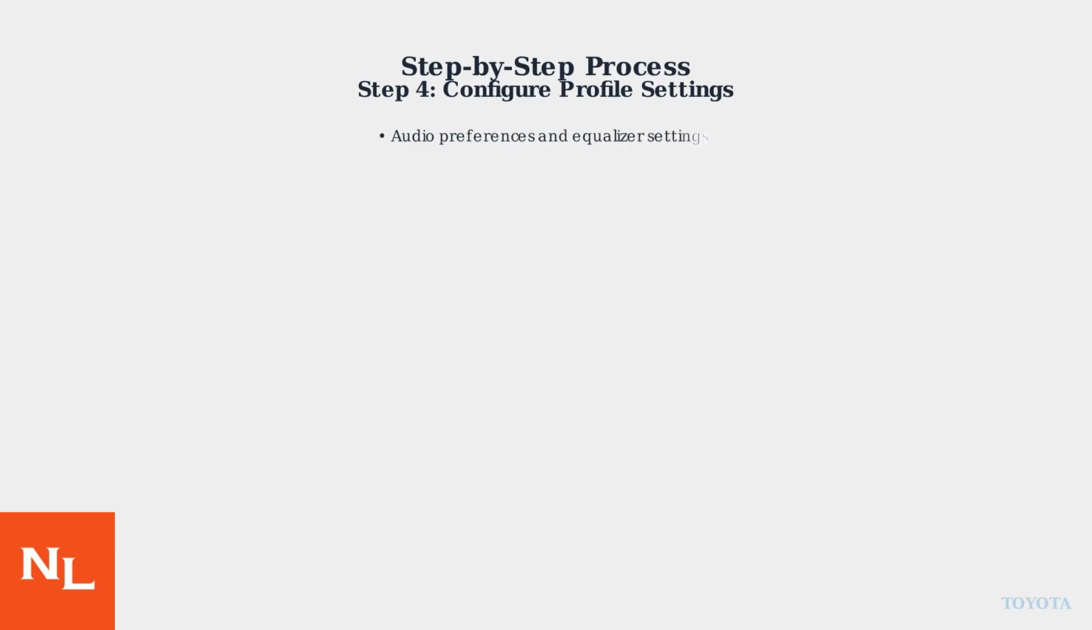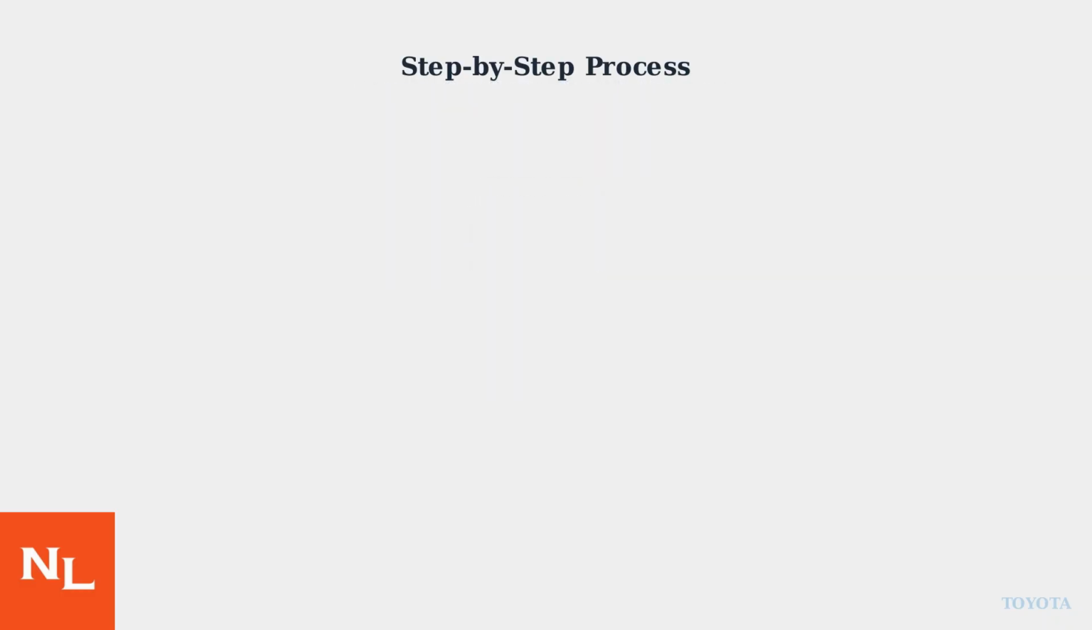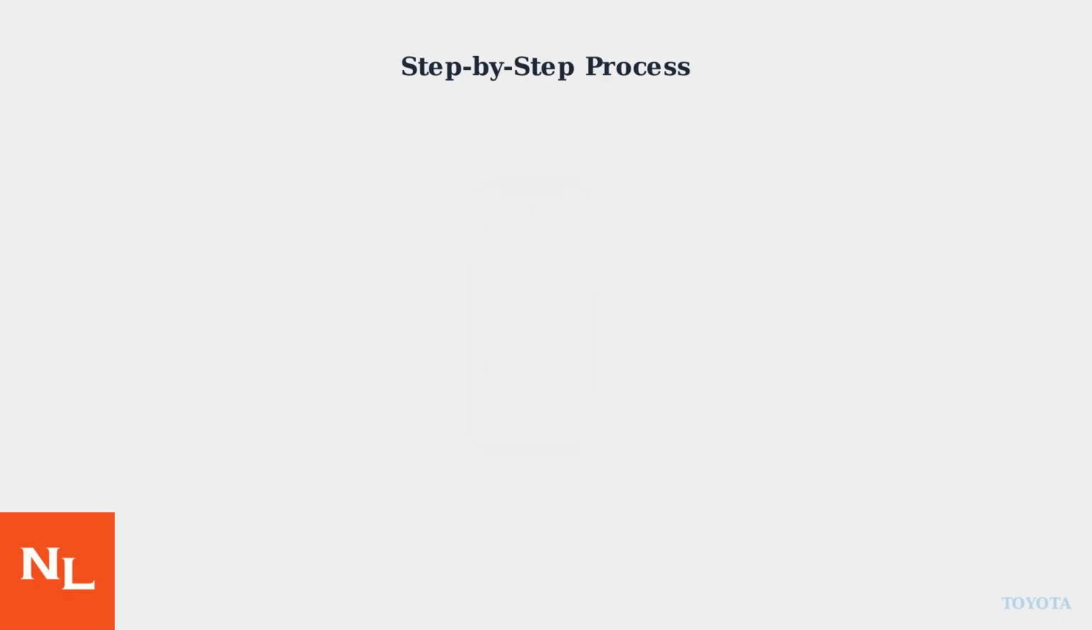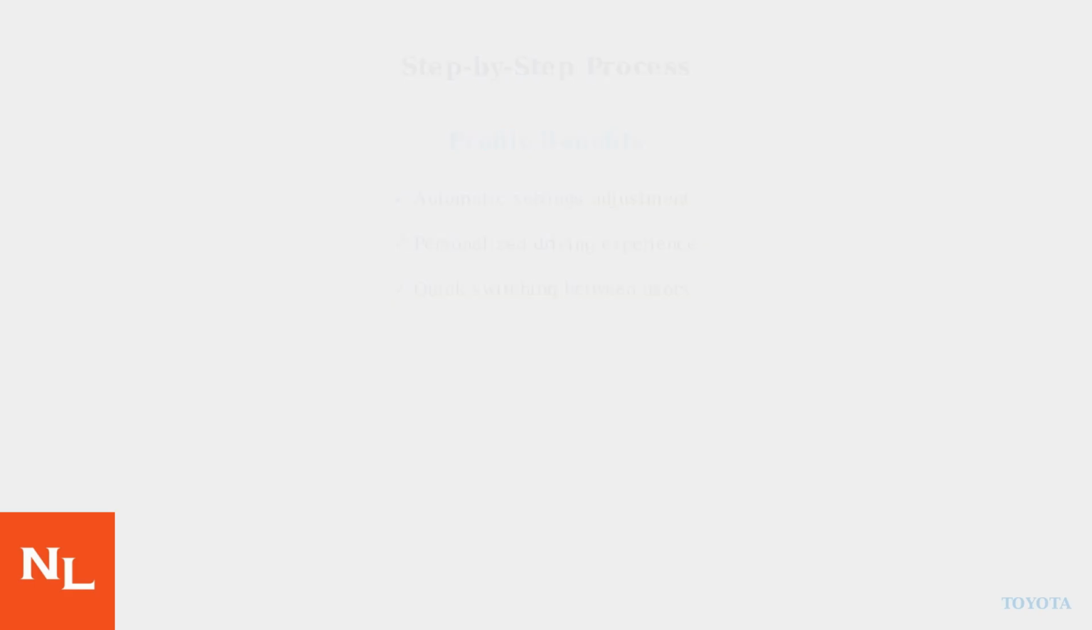Finally, Step 4. Configure your profile settings. You can customize audio preferences, climate control defaults, seat and mirror positions if equipped with memory seats, navigation preferences, and phone connectivity settings. Some newer Toyota models also allow profile management through the Toyota smartphone app, providing additional convenience for setup and synchronization. Once set up, your profile will automatically adjust settings when selected, providing a personalized driving experience and quick switching between different users of the vehicle.